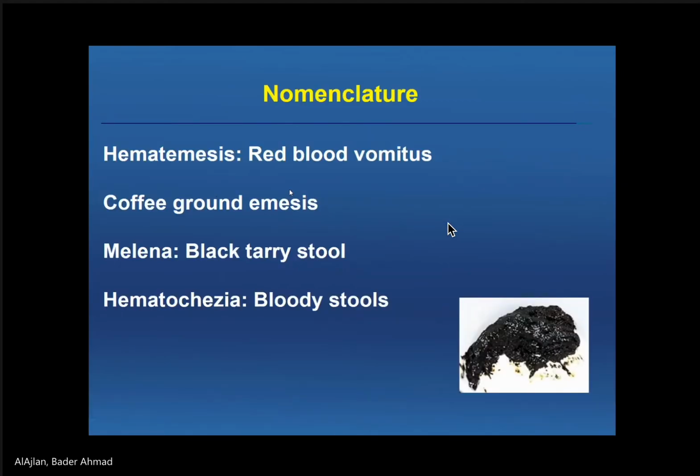We know that hematemesis is red blood vomitus, and we know that some refer to GI bleed as coffee ground emesis, when it looks like coffee ground when they vomit. Also melena, which is a black tarry stool that's really difficult to wipe and is shiny, like in the picture here. Also another terminology, hematochezia, which is fresh blood per rectum.